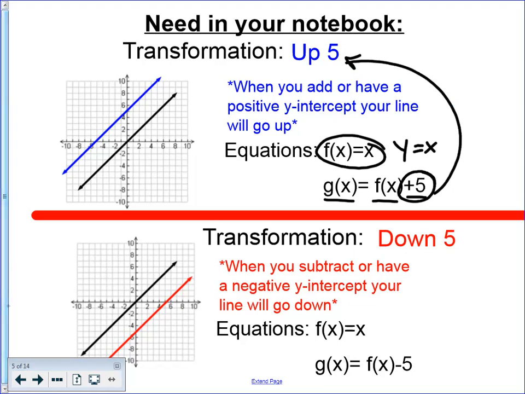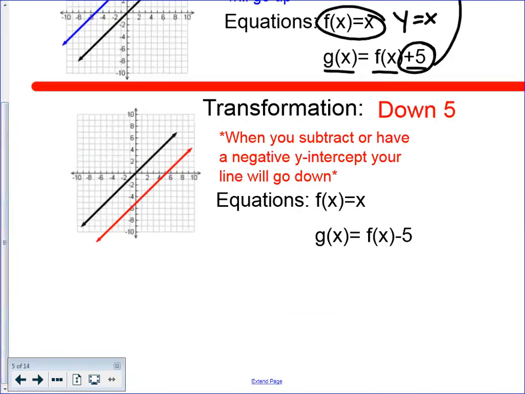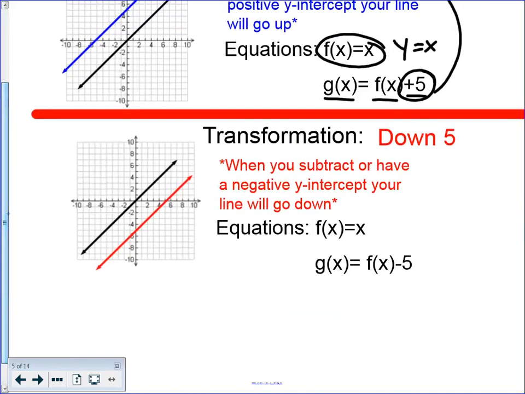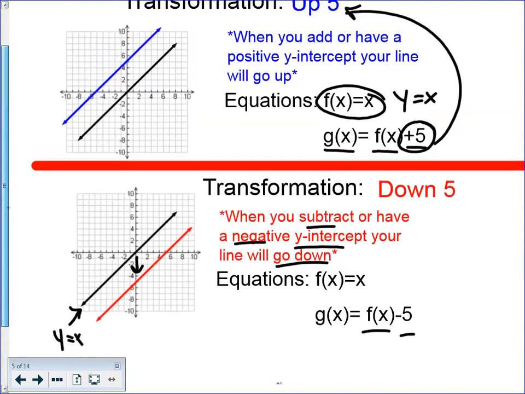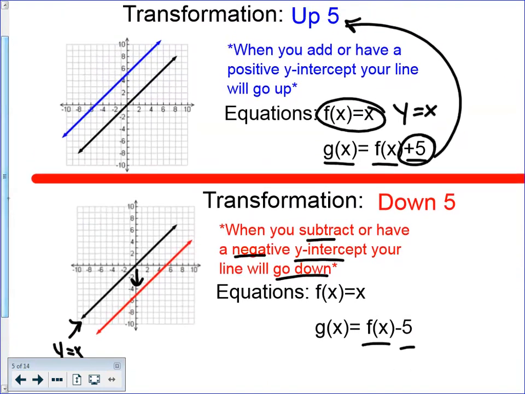Now down here below, I have down 5. So when my line went from f of x equals x, in other words, y equals x, to g of x equals f of x minus 5, that meant that my line went downwards. Whenever you subtract or have a negative y-intercept, that's when your line is going to go down. And again, you want to write all of this down. Have all this information plus the graphs.